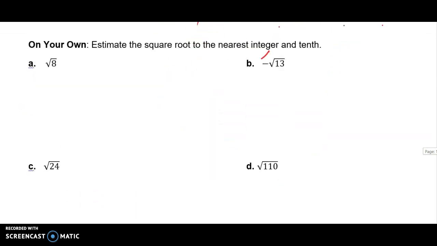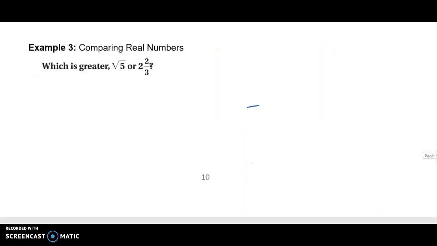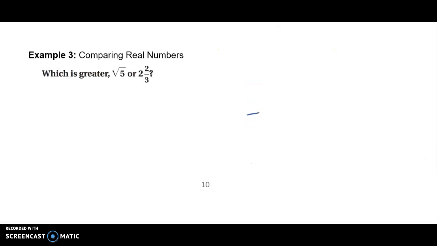So we're going to ask you to try that. You've got some on your owns here, and you're going to approximate those both to the nearest integer and to the nearest tenth. So you need 2 answers for both of those, and try to show your work to support that you did that without a calculator. And we're going to go ahead and move on to example 3.